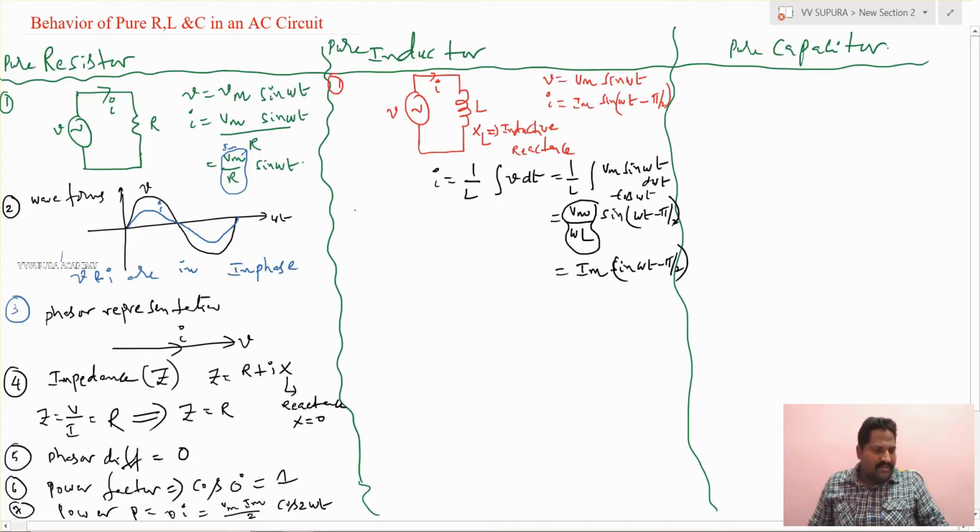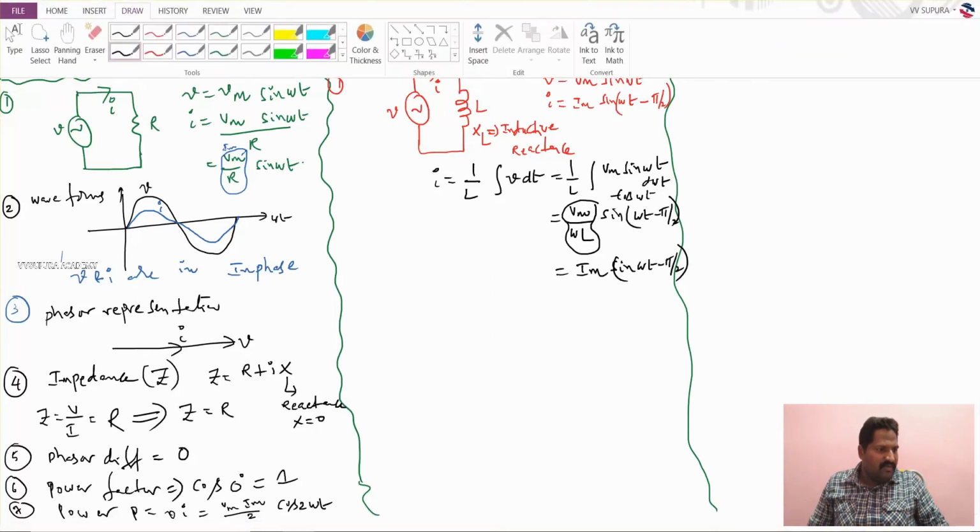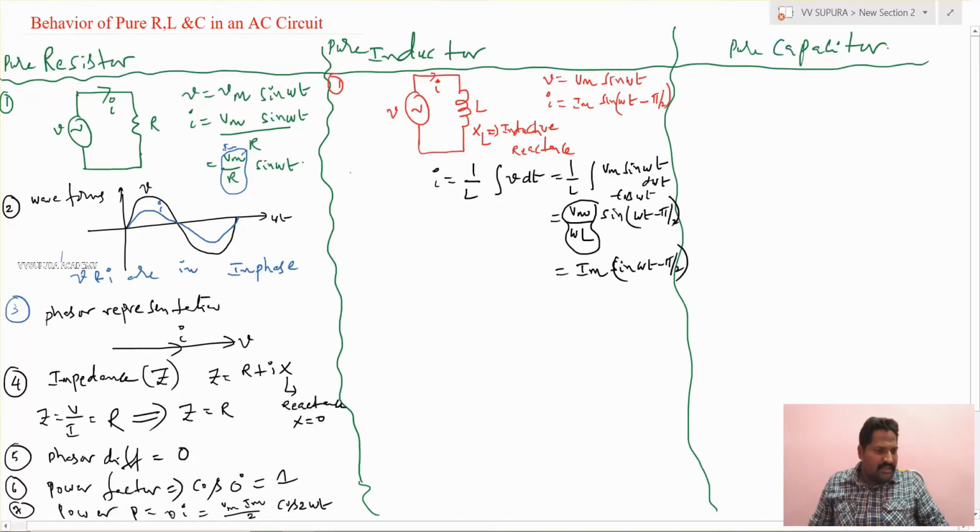So coming to waveforms, what are the waveforms I can get? Second point, if you see here, voltage starts at the 0 point. So what about current? I will change the color. It will start after pi by 2. After pi by 2, there will be a phase difference of pi by 2. Okay, so here this is the current waveform.